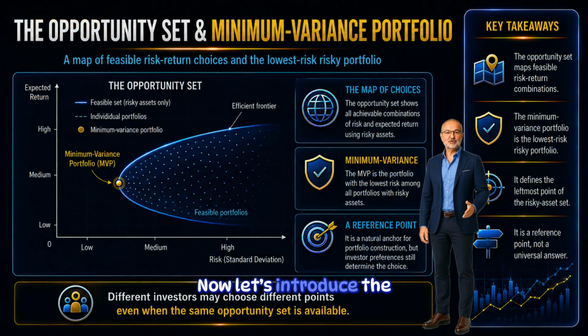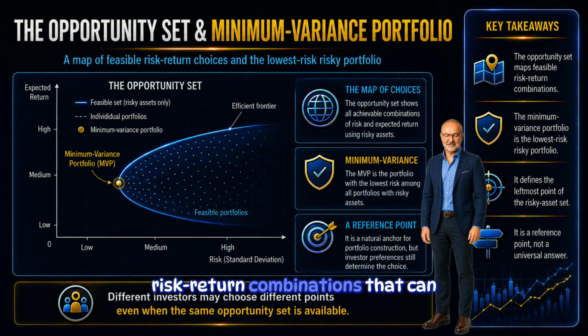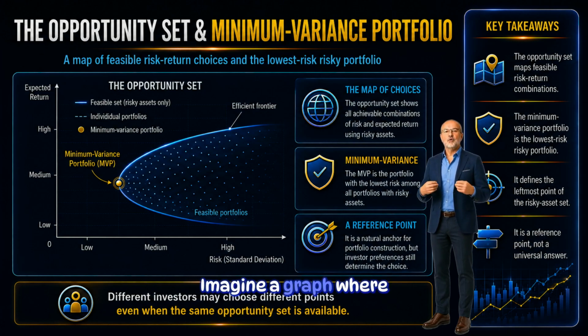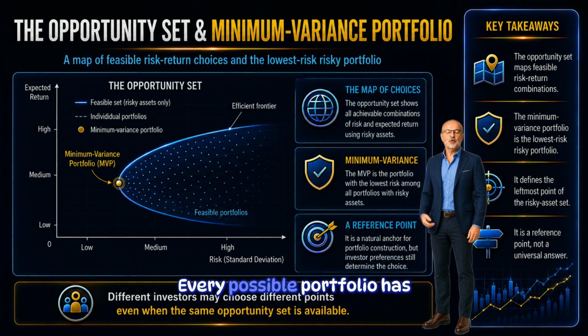Now, let's introduce the portfolio opportunity set. The opportunity set is the collection of all risk-return combinations that can be formed from the available assets, given the investor's constraints. Imagine a graph where risk is on the horizontal axis and expected return is on the vertical axis. Every possible portfolio has a place on that graph.